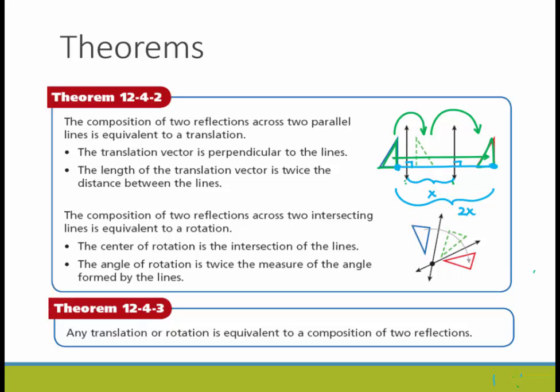The composition of two reflections across two intersecting lines is equivalent to a rotation. So I flipped it over this one and then flipped it over another one, and because these two lines cross, it's really just like I rotated this original image. The center of intersection, or the center of rotation, is the intersection of those lines. So 0, 0 is where we usually like it to be. And the angle of rotation is twice the angle measure of the angle formed by the two lines. So whatever this angle is, what it rotated is double that.